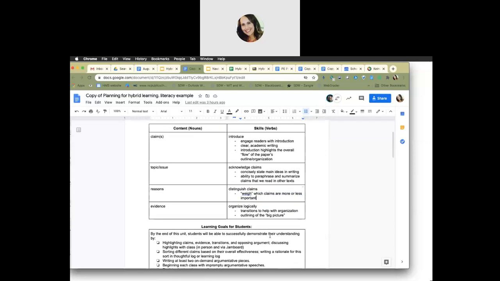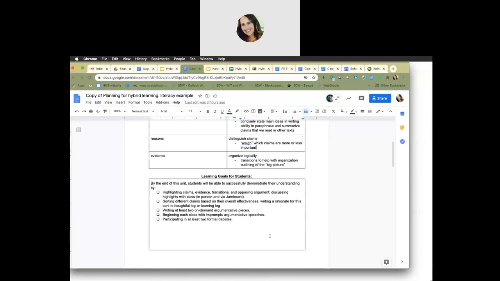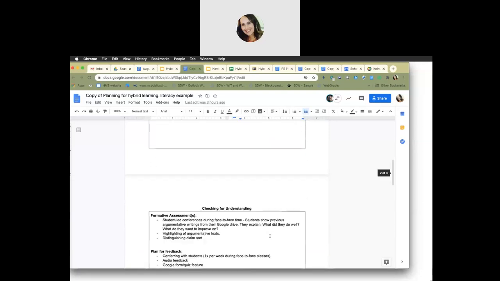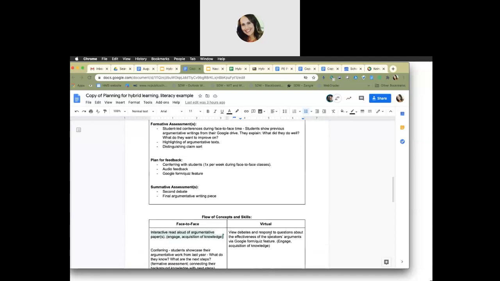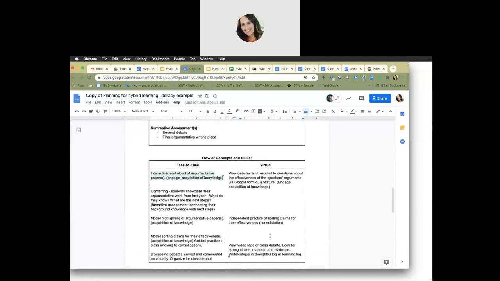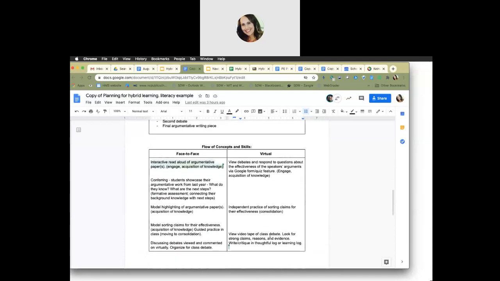The next part of the process is doing something like this, where we think about the learning goals for all students, what we want them to do throughout the unit, and at the end of the unit to demonstrate that they have successfully learned those skills. The next part is checking for understanding. What does that look like for formative and summative assessments? And what is our plan for feedback, both virtually and in person? And then what's the flow of concepts and skills in face-to-face and virtual?